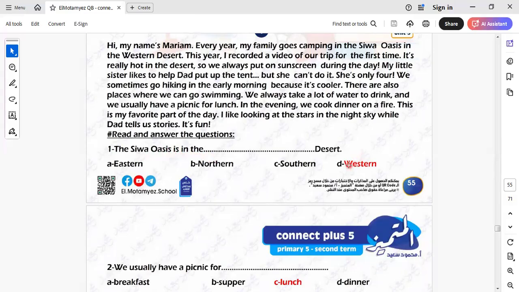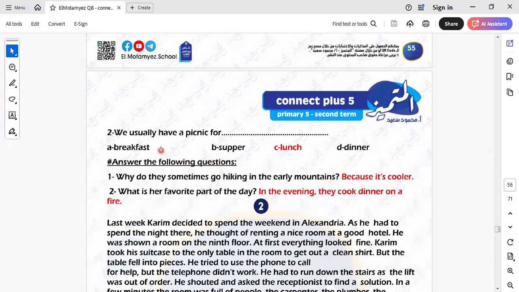The Siwa Oasis is in the what? In the western desert. What do they usually have for lunch? We usually have a picnic for lunch. Why do they sometimes go hiking in the early morning? Because it's cooler.